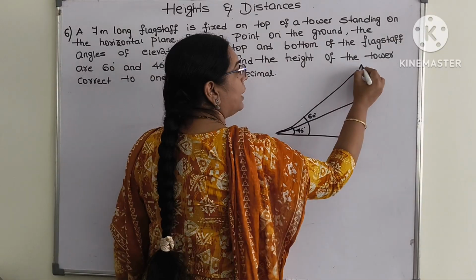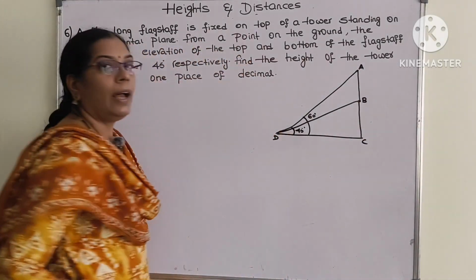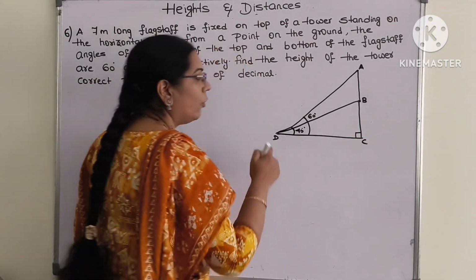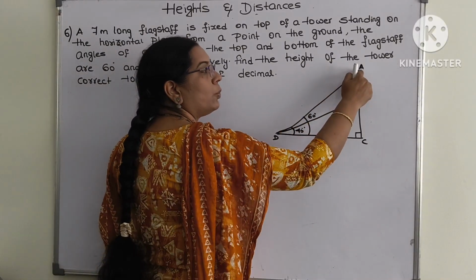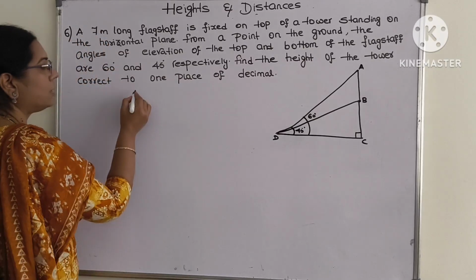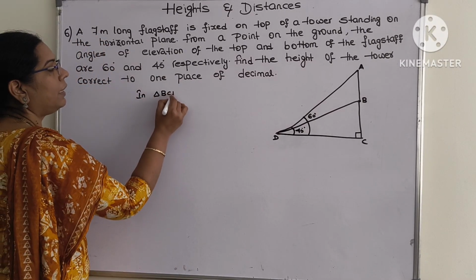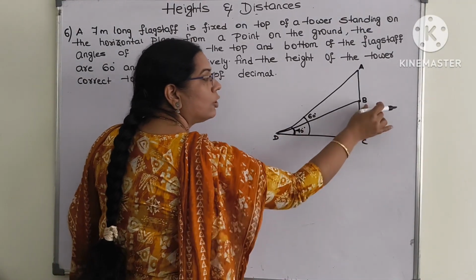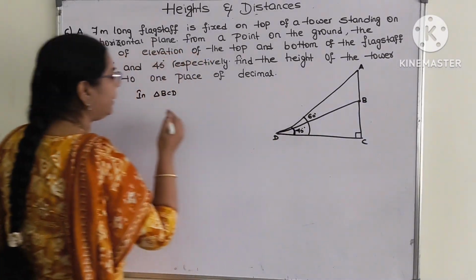Let me write the names A, B, C and D. I have two triangles, children, two right triangles. Which are those? One is triangle BCD and the next one is triangle ACD. I will consider first the smaller one. In triangle BCD, the angle is 45 degrees. So it will become tan. For tan it is BC by DC.